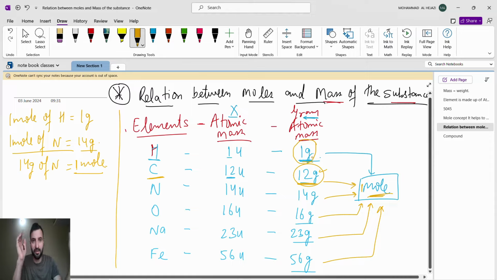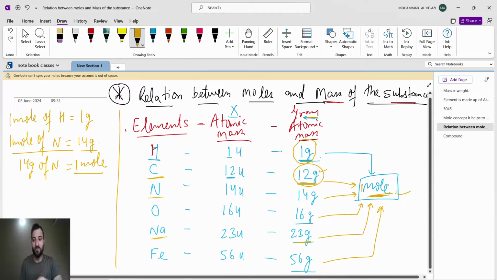For example, calcium gram atomic mass is 40 gram, so that is 1 mole. Whatever the gram atomic mass, that is 1 mole. Understand? Write down this heading: elements, their atomic mass, same atomic mass. If I express it in gram, it becomes gram atomic mass, and whatever the gram atomic mass of an element, that is 1 mole. Like sodium gram atomic mass is 23 gram, which means 23 gram is 1 mole.